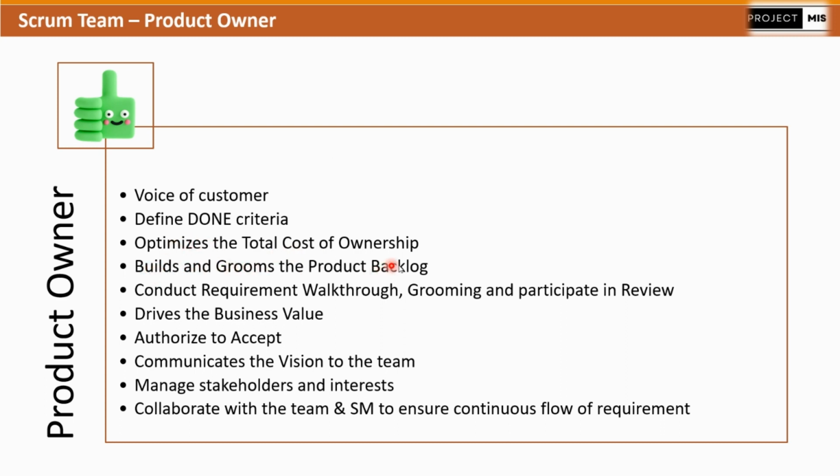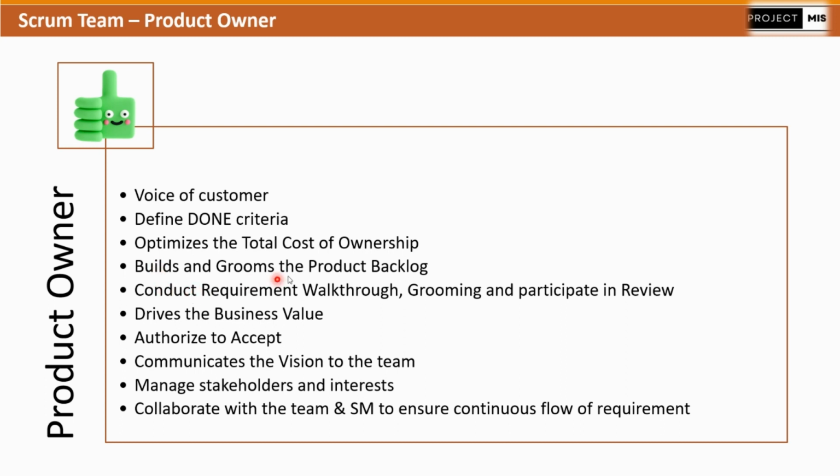Builds and grooms the product backlog. So product owner is the one who is developing the product backlog, and they are discussing that backlog, what the product owner has written, with the Scrum Master and development team, and grooming that product backlog, so that with more grooming it gets closer to the deliverable, so we can avoid mismatch and we can avoid issues in the backlog.